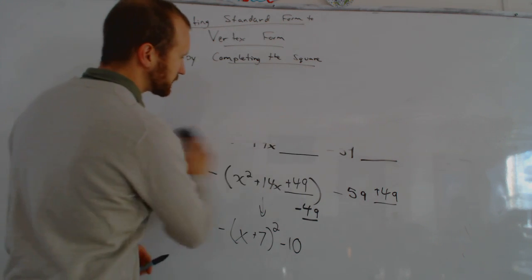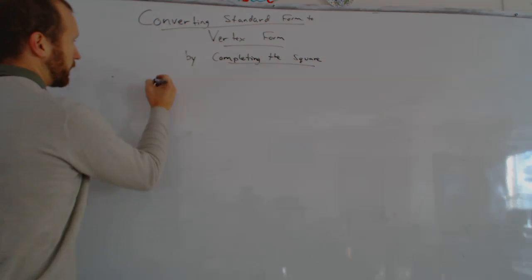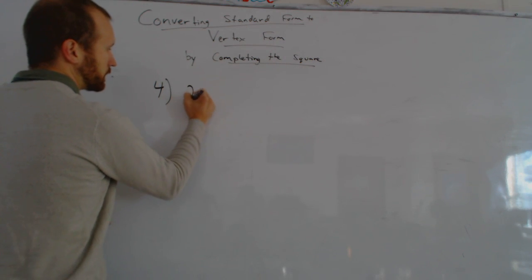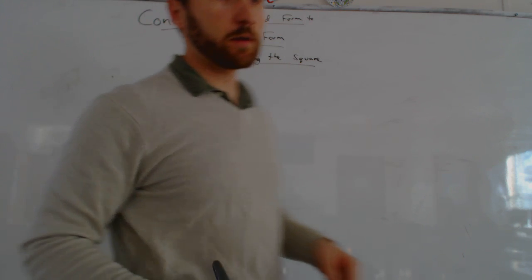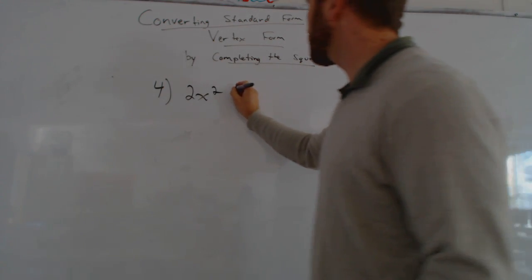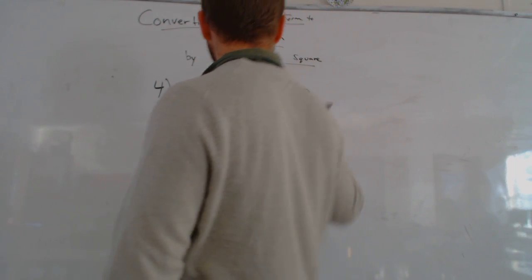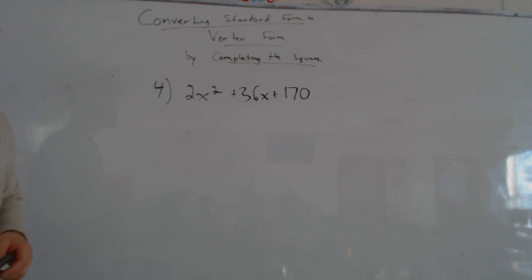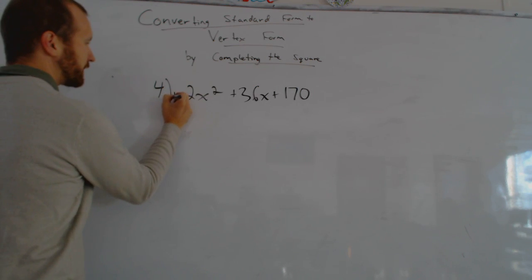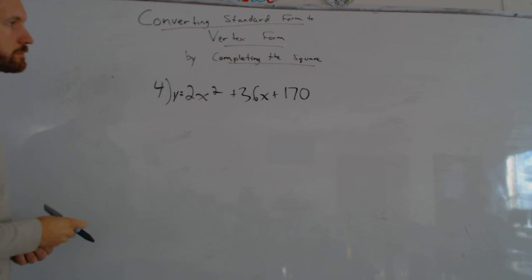Okay, so remember those steps. This is number 4 on your homework. What if we had 2x squared plus 36x plus 170? Oops, I keep forgetting to write y equals. That's okay. y equals. Wait, first would we divide all by 2?